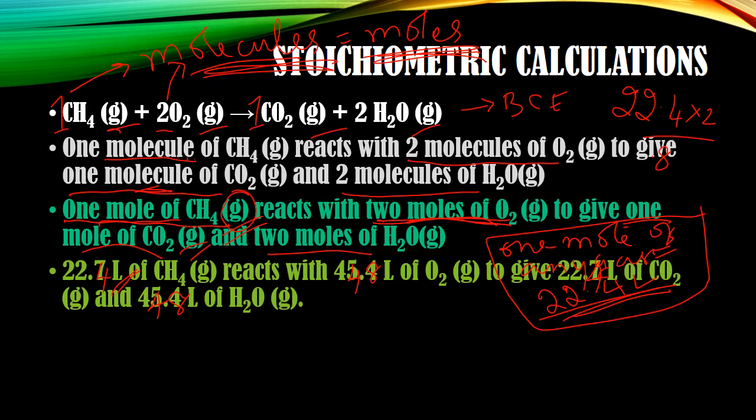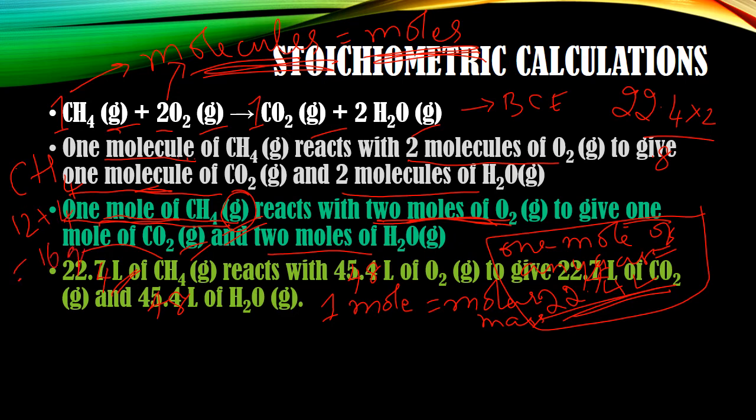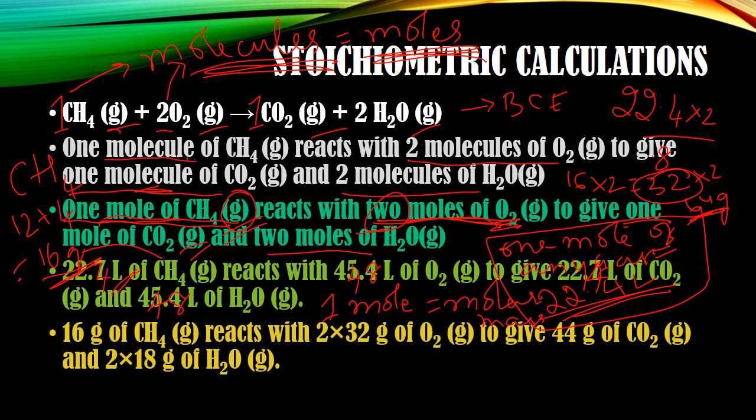The next thing is, we know that 1 mole of any substance has a mass equal to its molar mass. So instead of saying 1 mole of methane, I can say methane, molar mass of methane is 12 plus 4, that is 16 grams. So I can say 16 grams of methane reacts with 16 into 2, oxygen atom is 16, you have 2 oxygen atoms, so 32, but we have 2 moles, so 32 into 2, that will be 64. So 16 grams of methane is reacting with 64 grams of oxygen to give 44 grams of carbon dioxide, and 18 into 2 is 36 grams of water.